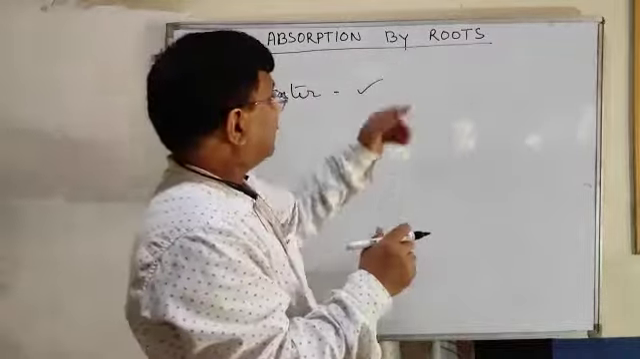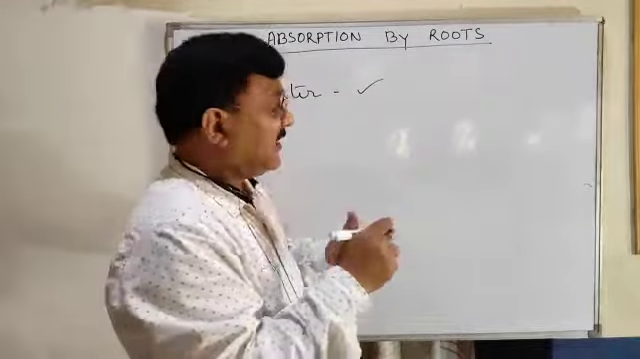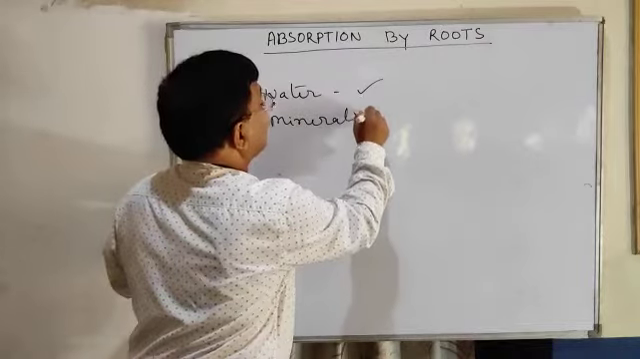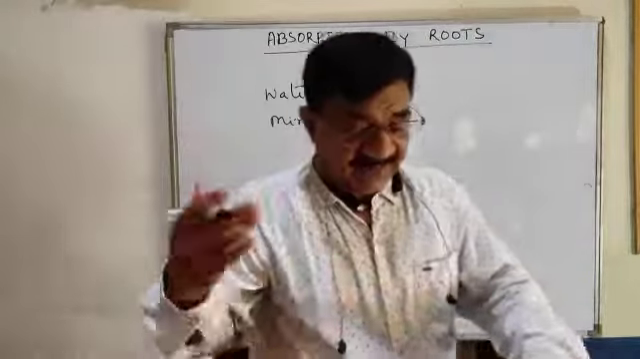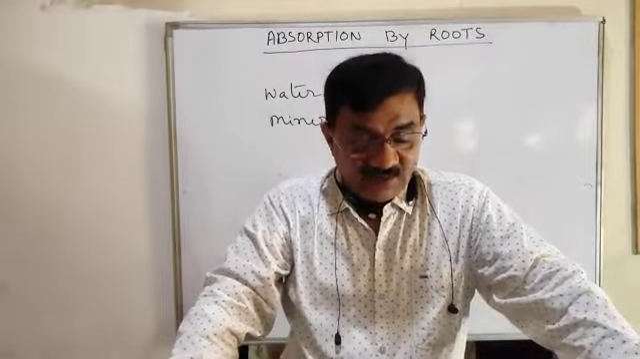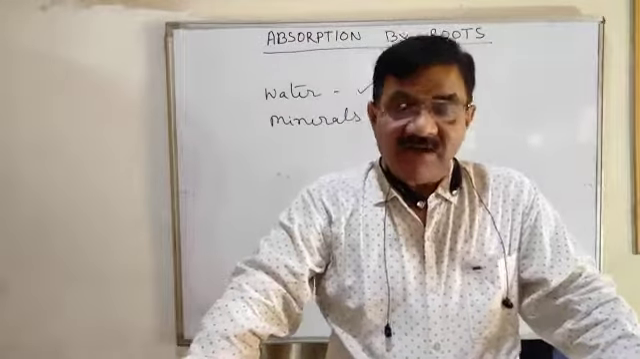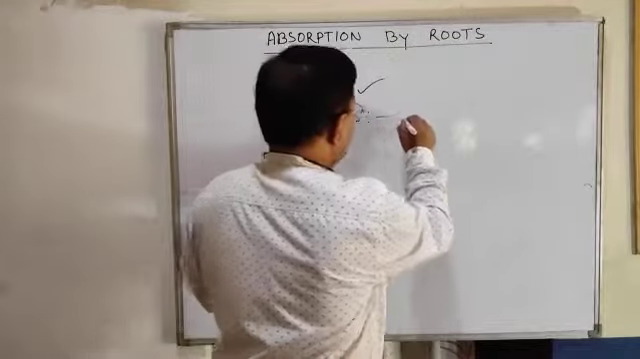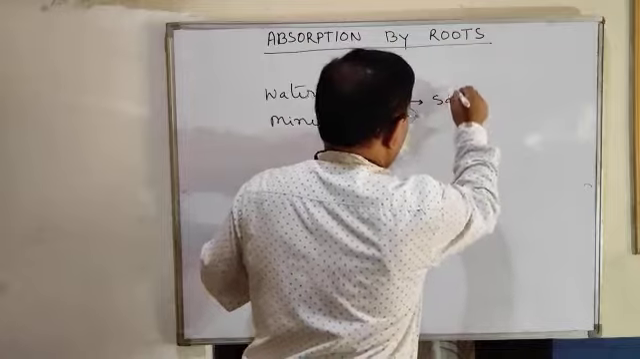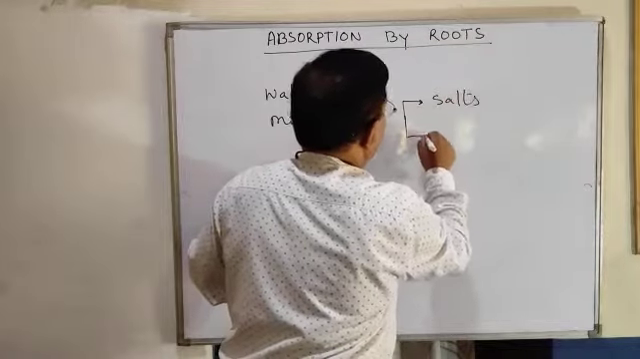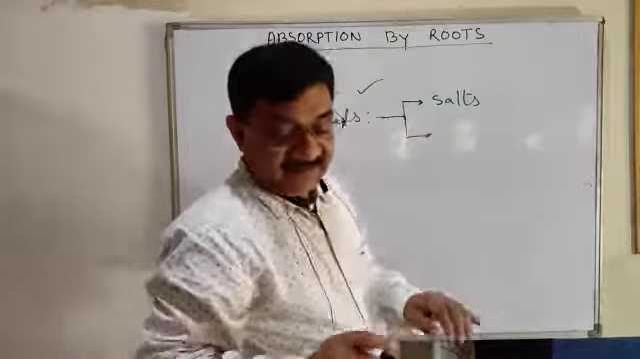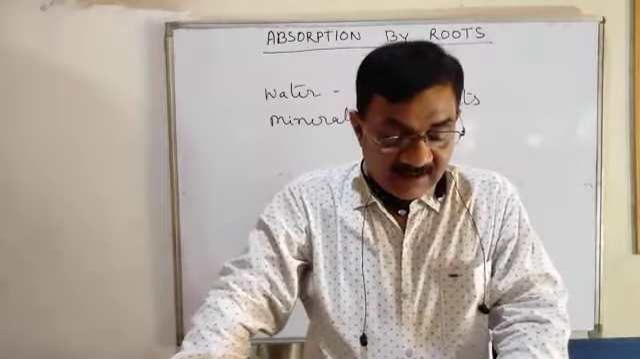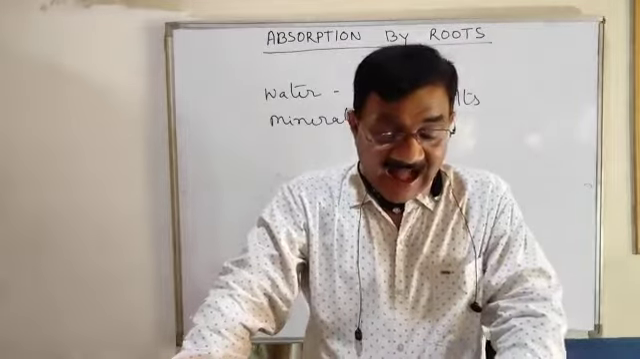Next we have discussed that water is absorbed and minerals are absorbed. What are the minerals? In which form are they absorbed? Why are they needed? Some nutrients are absorbed as salts, and others are absorbed as ions.